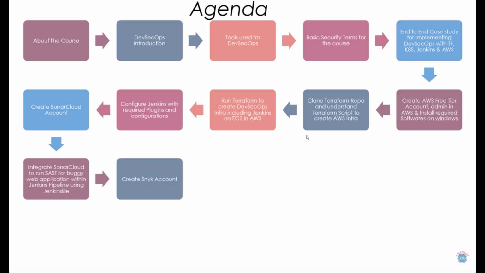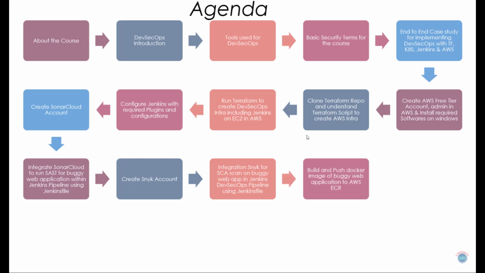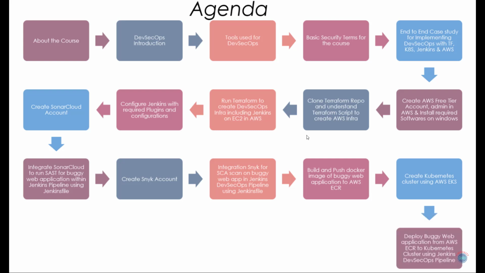After that, we will create a Snyk account so that we can integrate software composition analysis scan within our DevSecOps pipeline for this buggy web application. Once we have done that, we will build and push the Docker image of this buggy web application to AWS ECR repo. This is very important as we can only deploy Docker images on Kubernetes clusters. So this step is very important. After we have done that, we will create a Kubernetes cluster using AWS EKS service and then we will deploy our buggy web application from AWS ECR to Kubernetes cluster using our Jenkins DevSecOps pipeline.